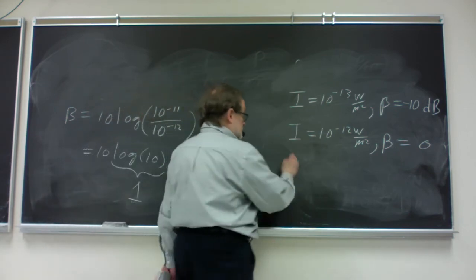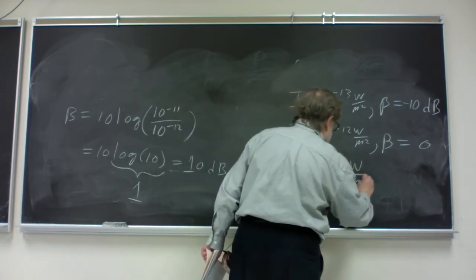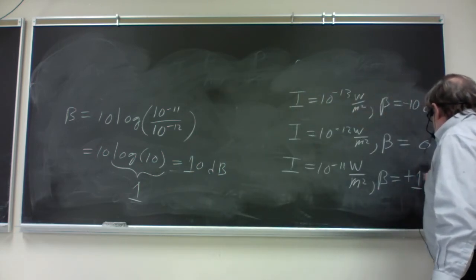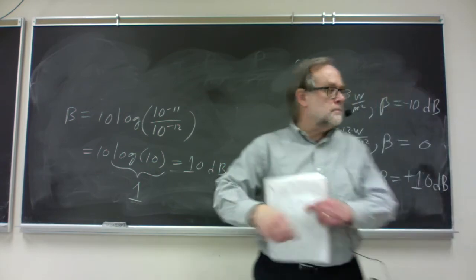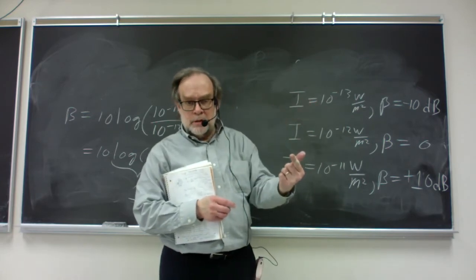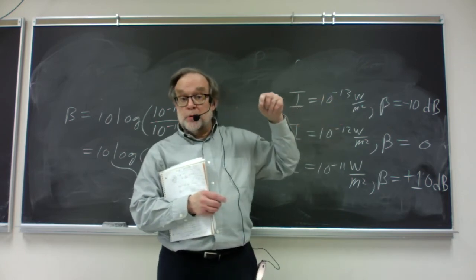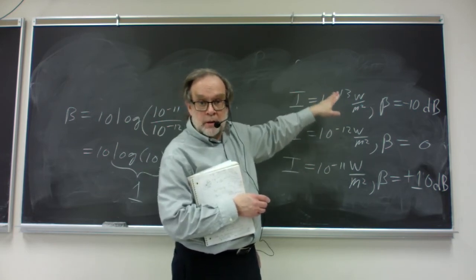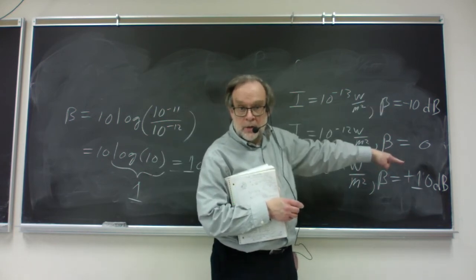Now we see our pattern. For the intensity of 10 to the minus 11 watts per square meter, the decibel intensity level was plus 10. And now look at what's happening. Every time the intensity gets 10 times stronger, whenever the intensity changes by a multiplying factor of 10, say going from 10 to the minus 13 to 10 to the minus 12, you add 10 decibels.